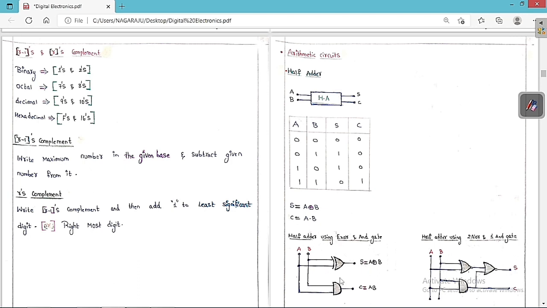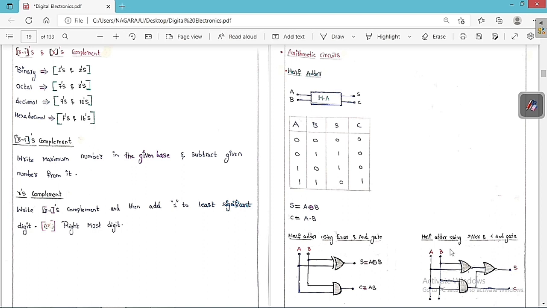And what is the carry? Carry is equal to A into B. So this is the input, C is equal to A into B. So this is basically a half adder. We have built the half adder using an XOR gate and an AND gate. We need only one XOR gate and only one AND gate. Then S is equal to A XOR B and C is equal to A into B. So if A and B are the inputs, summation is equal to A XOR B and carry is equal to A into B. This is the circuit that we are going to get for the half adder using the XOR and the AND gate.